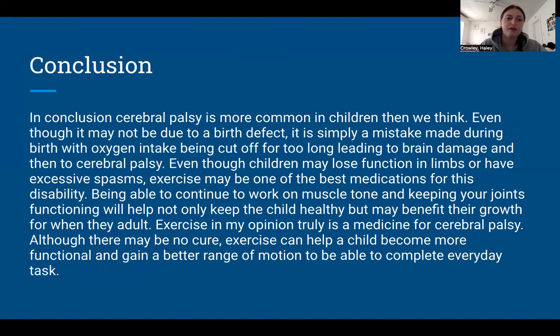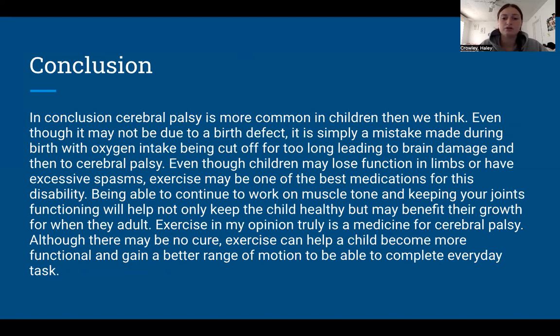In conclusion, cerebral palsy is more common in children than we think. Even though it may not be due to a birth defect, it is simply a mistake made during birth, with oxygen intake being cut off for too long, leading to brain damage and then cerebral palsy.